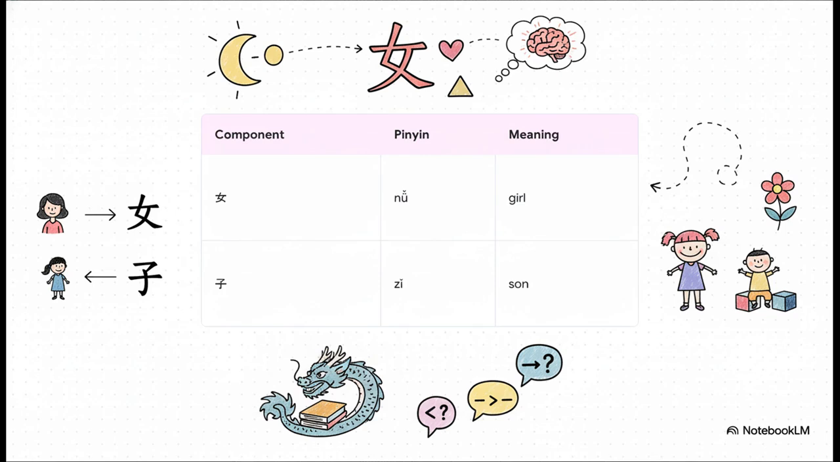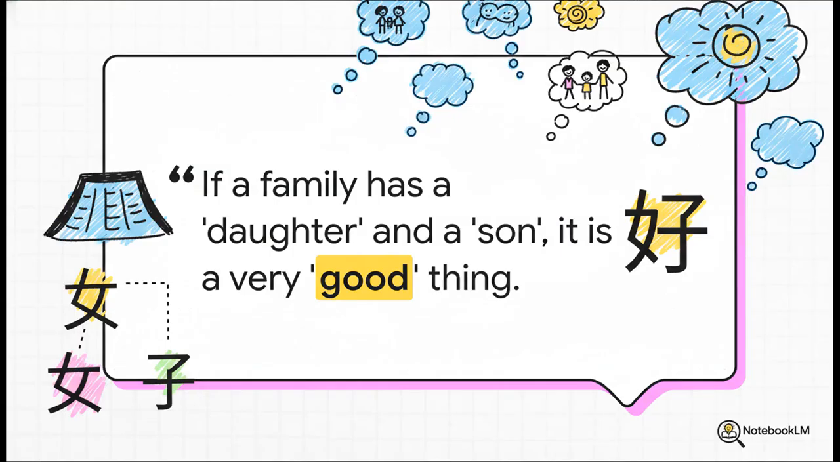If you look on the left, we've got the radical nǚ, which means girl. And over on the right, we have the character zǐ, which means son. So what we have here is a girl and a son standing right next to each other. And this is where the magic happens, where the story really comes together.